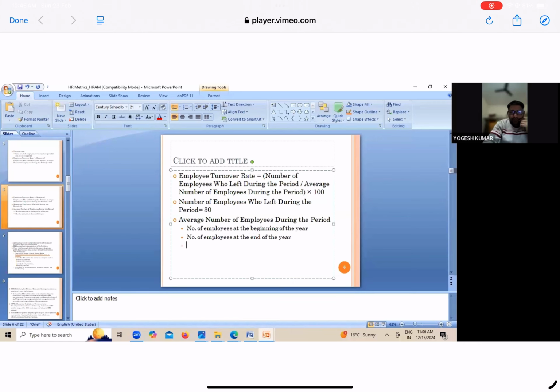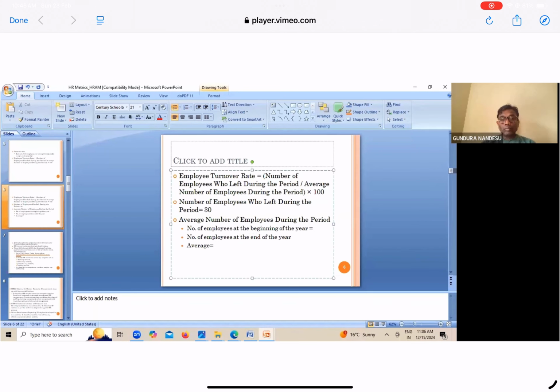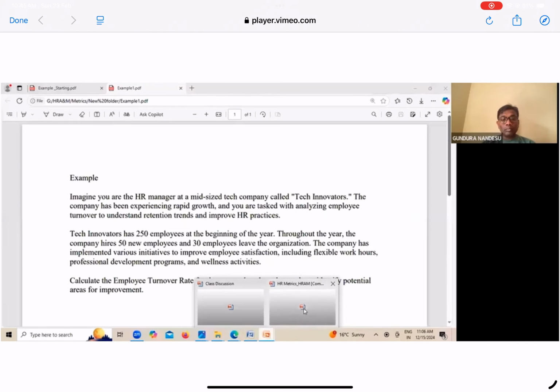Is it possible to calculate some average? Is that 260? Average, 260 it is. So number of employees at the beginning of the year? 250. Number of employees at the end of the year? 270. How many people joined? 50 joined, 30 left.